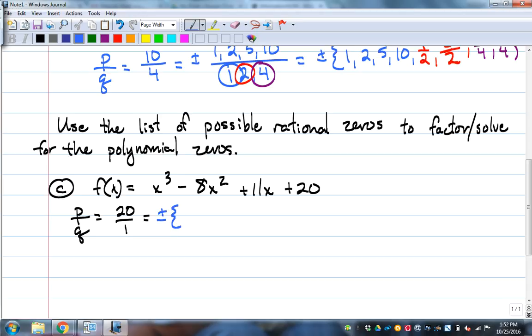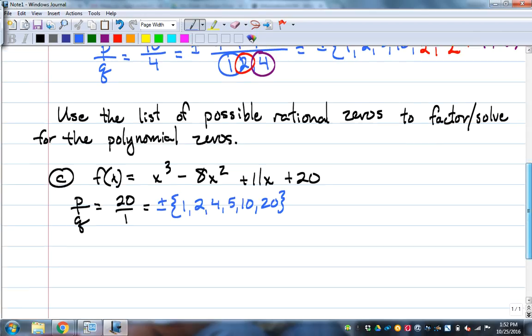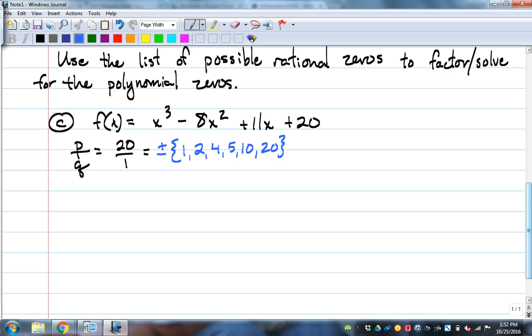What are the factors of 20? And 20, right? So we've cut that down to 12 possible numbers. Positive 1, 2, 4, 5, 10, and 20, or negative 1, 2, 4, 5, 10, or 20. That's our possible rational zeros. Now, what we want to do next is do some synthetic division with one of those numbers and see if it gets us a 0 for this polynomial.